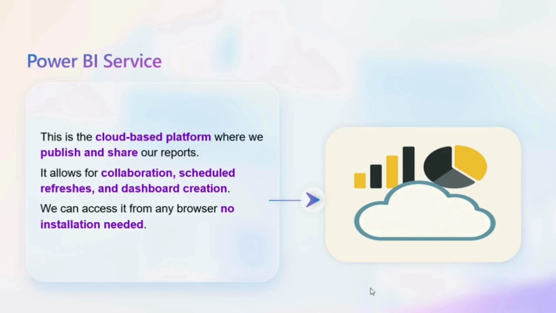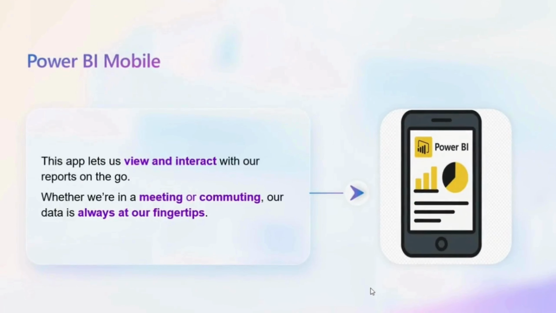Alright, next we have Power BI Mobile, and this is the best part. Why is it the best part? Because this app lets us view and interact with the reports on the go, whether we are in a meeting or commuting. Our data is always at our fingertips. That's why it is very useful. We do not require a laptop or a sitting area. We can just have a look on our phone only.